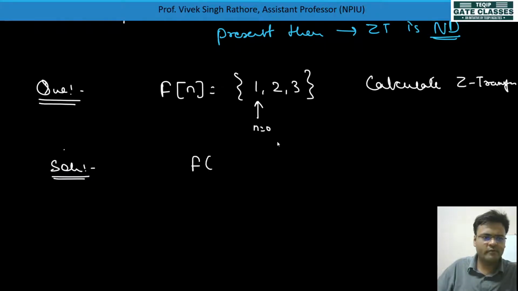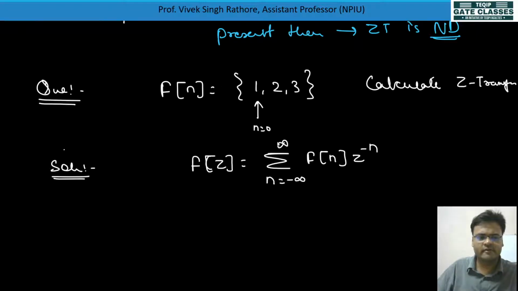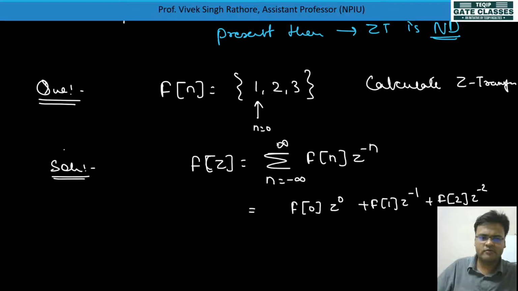If you need to calculate F of z, what is the formula? Summation n equal to minus infinity to infinity, f of n times z to the power minus n. Condition for existence: only 3 values are there, so it is absolutely summable, and the condition is satisfied. If we expand it, we get f of 0 times z to the power 0, plus f of 1 times z to the power minus 1, plus f of 2 times z to the power minus 2, and so on.